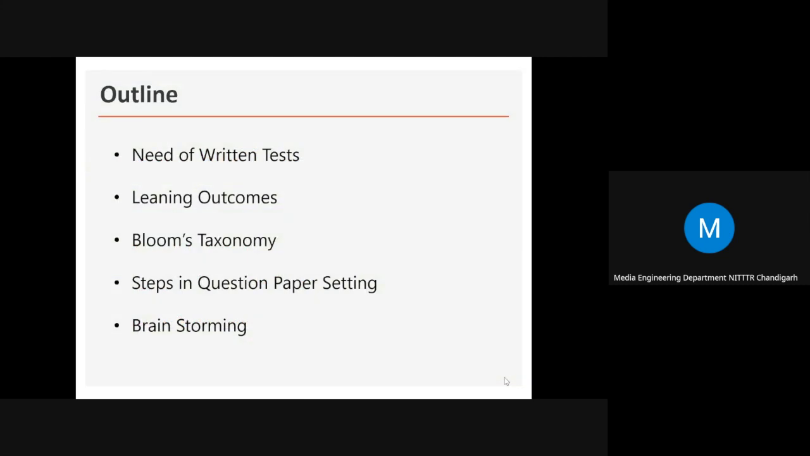So this is the outline of this particular discussion. I will be highlighting the need of written tests. Then I will highlight Bloom's taxonomy. I think you might have gone through Bloom's taxonomy earlier in this particular STC. So I will highlight how to keep in mind this Bloom's taxonomy while writing the questions. Then I will share some steps in question paper setting. And then finally, we can have some discussion related to these points.